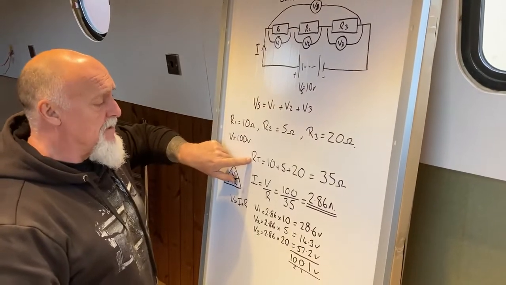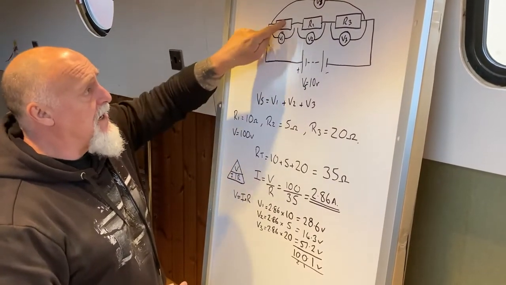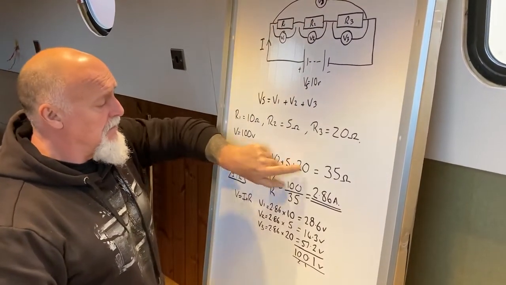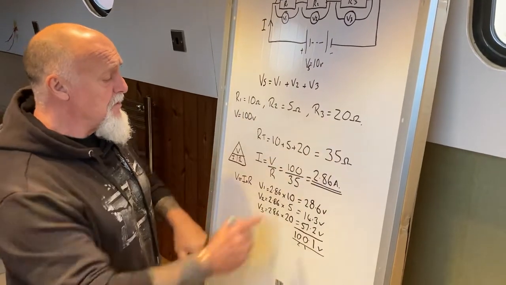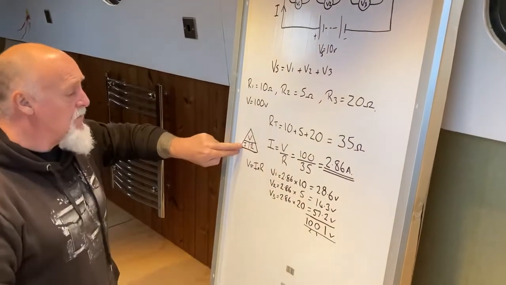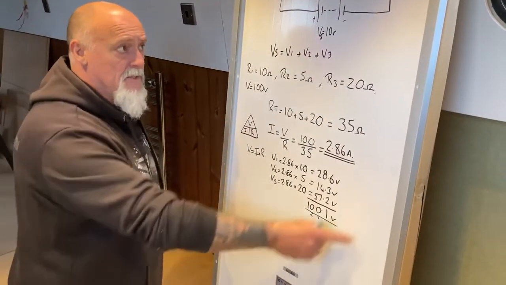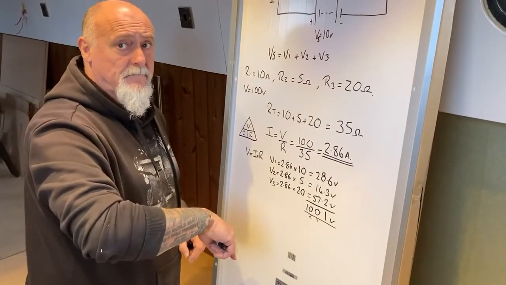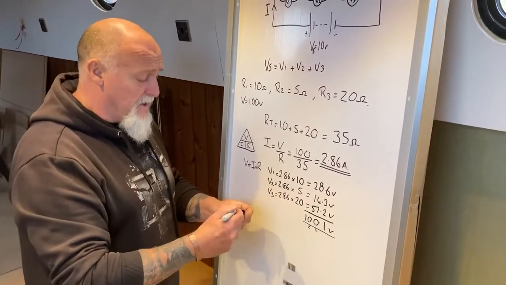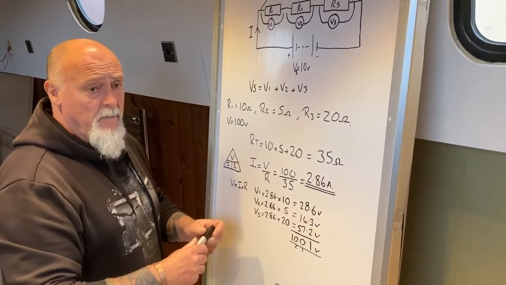And the total resistance is easy. You just add the resistances together to give you the total resistance. Once you have those, you can apply Ohm's law very easily and solve that circuit. Okay, where do we see series circuits on a boat?